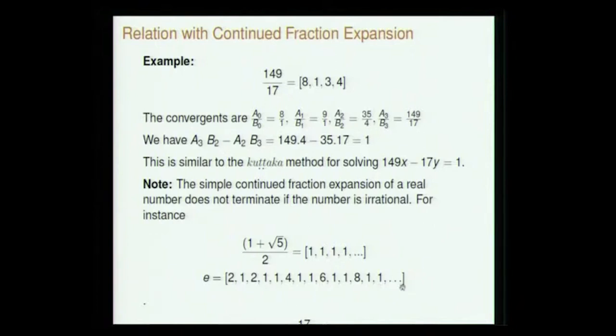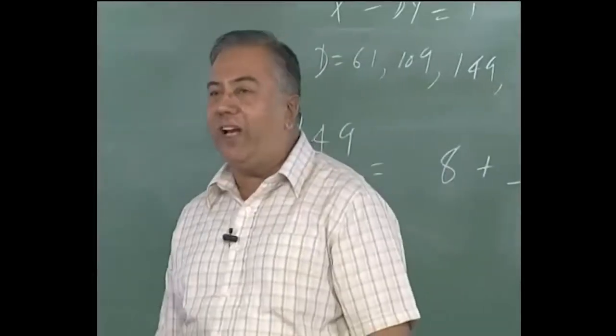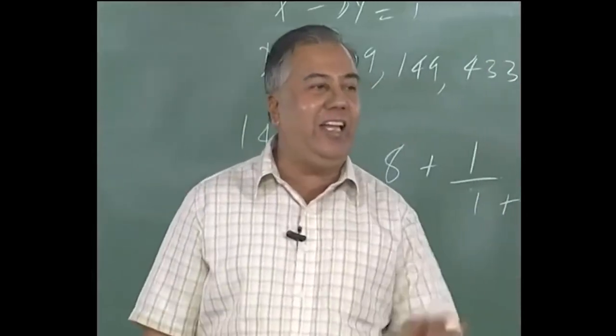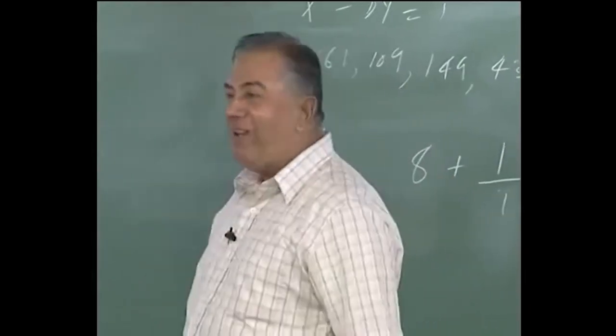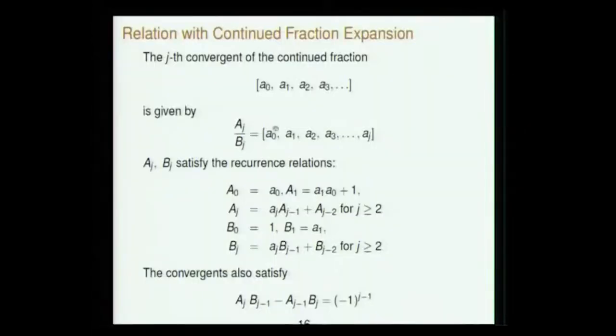Unfortunately, pi does not have a nice continued fraction. Calculating the 10,000th partial quotient of the continued fraction of pi is as difficult as calculating the 10,000th decimal place of pi. So they are equally random. Now, you have a continued fraction like this. You stop it at any point, then that will become a rational number. You calculate it. It can be written as aj by bj. That is called a convergent of the continued fraction.